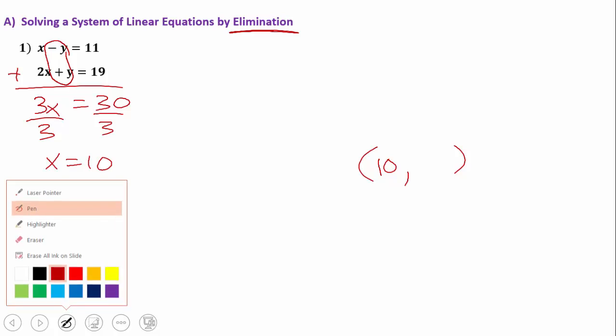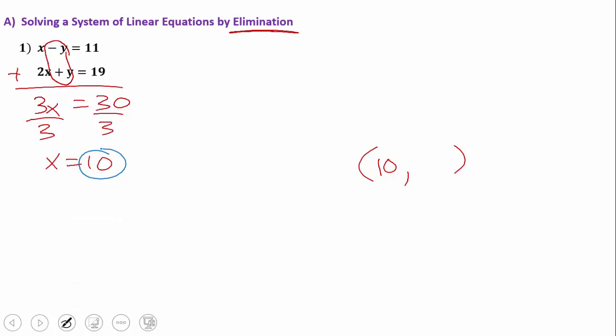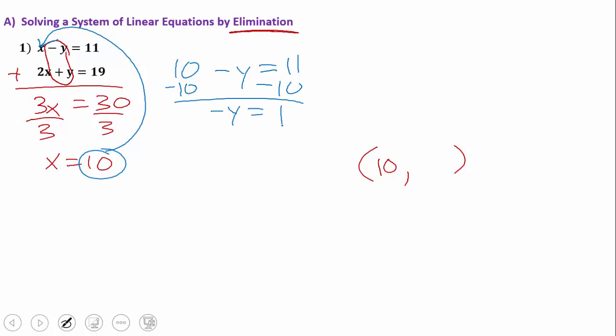Now we take that 10, and what do we do? That's right. We take that 10 and we substitute it in either one of the equations, whichever one you want. I'm just going to put it in the first one. And I write 10 minus y equals 11. Subtracting 10 from both sides, I have negative y equals 1. I can't have a negative y, so I divide out that negative 1. Some of you know just to do that, you just change the signs. y equals negative 1. I come over here, negative 1. My ordered pair solution for that system, 10, negative 1.